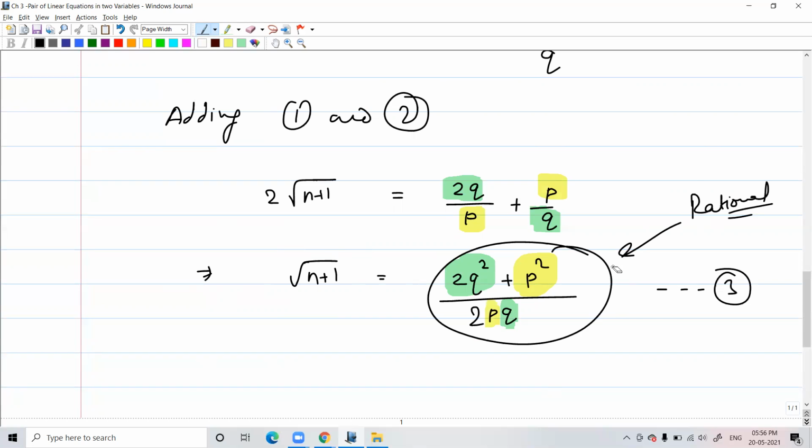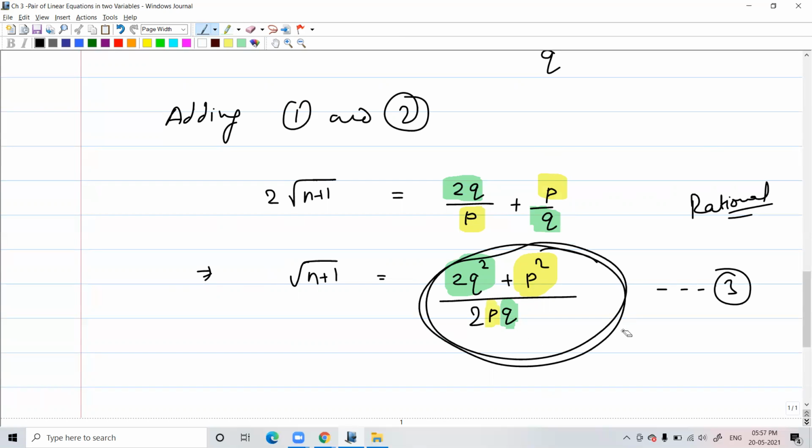Yes, sir. Because p and q are integers, remember. So if p and q are integers, this numerator will also be an integer because p is an integer. So p square is an integer. This is also an integer. Integer plus integer also becomes an integer. So the numerator is an integer. The denominator is also an integer, which means there is a p by q form. So this has to be a rational number. So RHS is rational, but do we know that LHS is irrational over here right now?